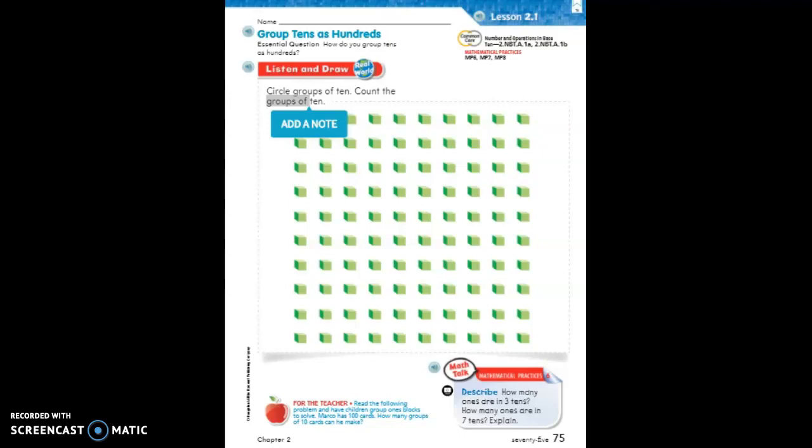Okay. I'm going to have you open to page 75. If you're not there, remember you can always pause the screen and go and get your computer. What we're going to be doing is looking at this page, and we're going to be circling groups of 10, okay? And then we're going to count it together. So you can just circle the group of 10. It's making groups of 10.